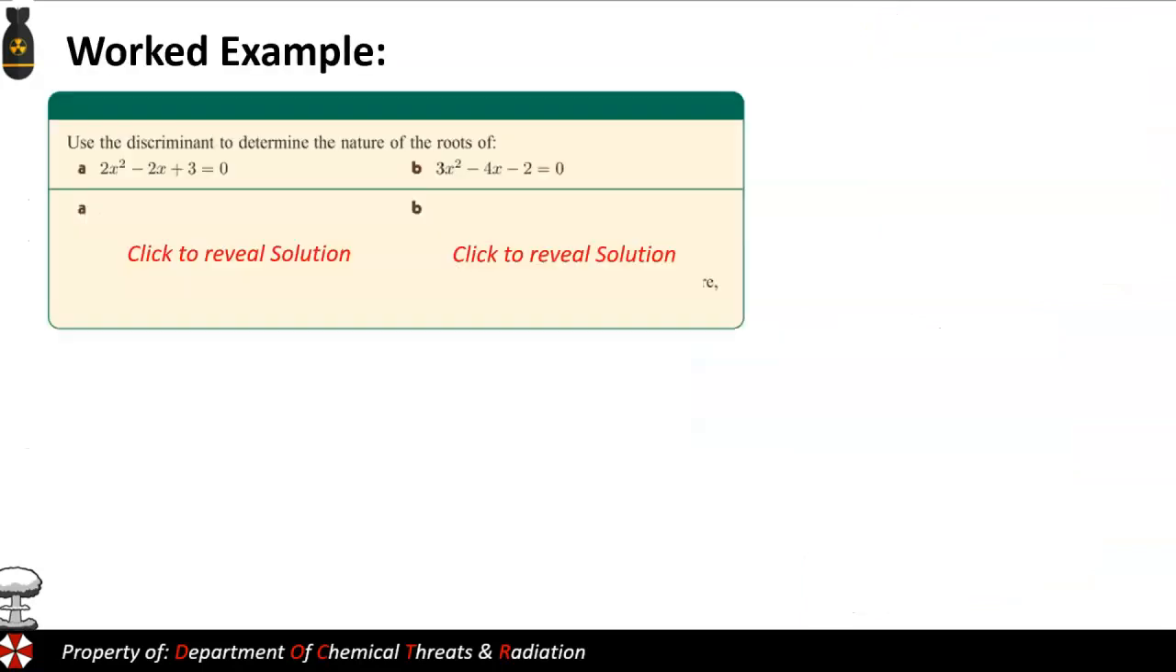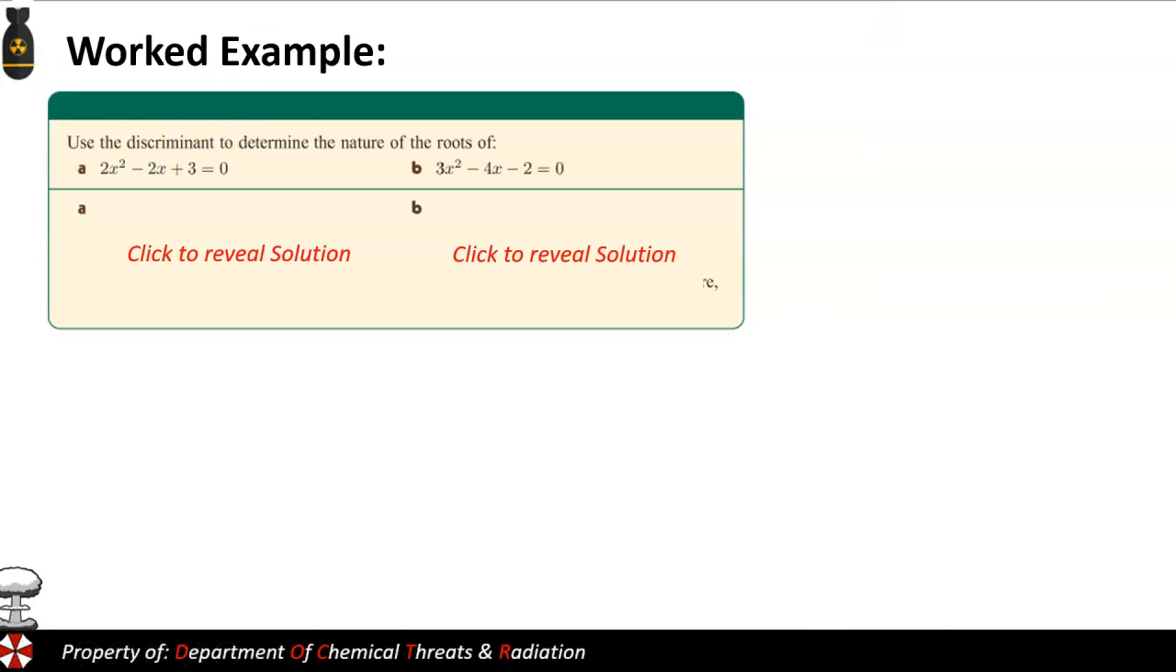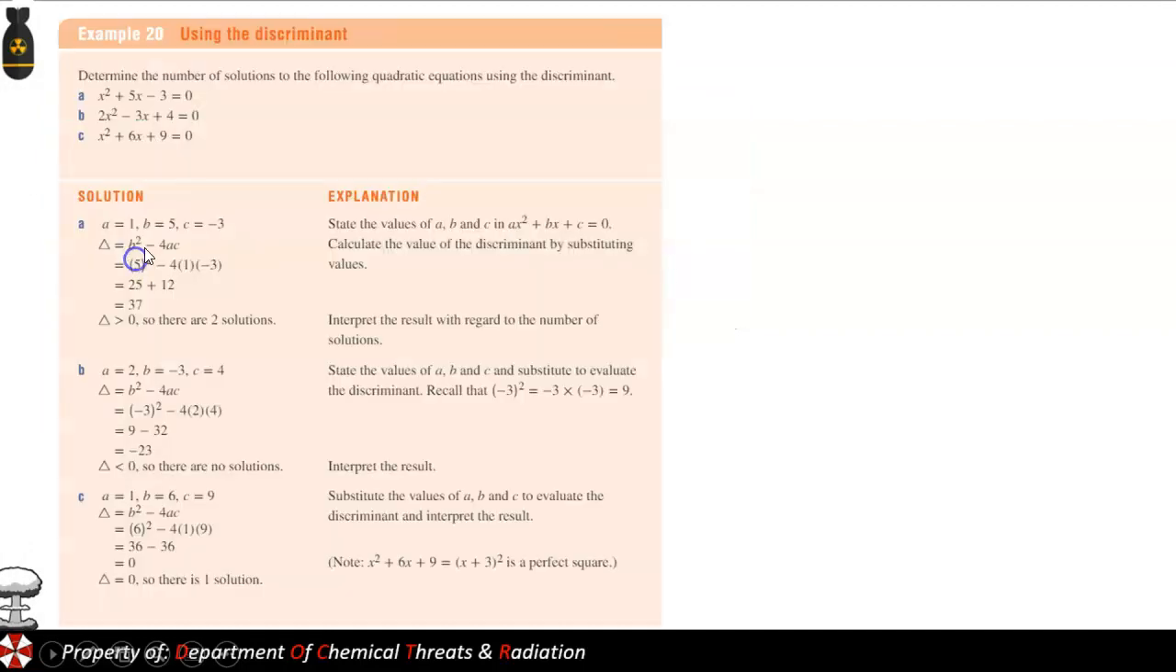So let's have a look at an example. Use the discriminant to determine the nature of the roots of 2x squared minus 2x plus 3. So remember the discriminant, the equation is b squared minus 4ac. So we're going to use that. B squared minus 4ac means we've got minus 2, that's the b, all squared, minus 4 times a times c, negative 20. Whoops.